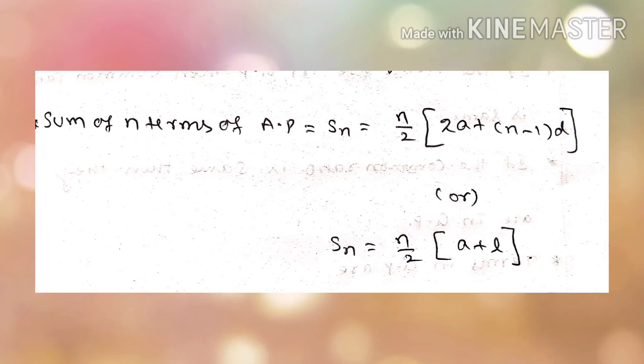Here a means first term, l means last term, d we know is the common difference, and n is equal to the number of terms to be added. Right?